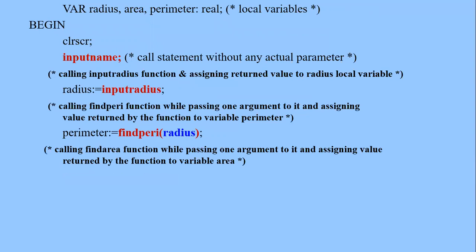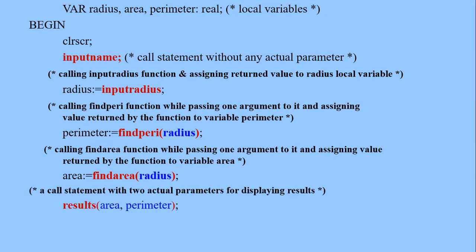This is similar to find peri, but this one is for computing area. So the value in memory location called radius will be picked and sent to the function called find area. Find area will receive this argument as a parameter, use it to calculate area, then the function will return the results and assign those results to the memory location called area. Next, the control will be taken to the next call statement.